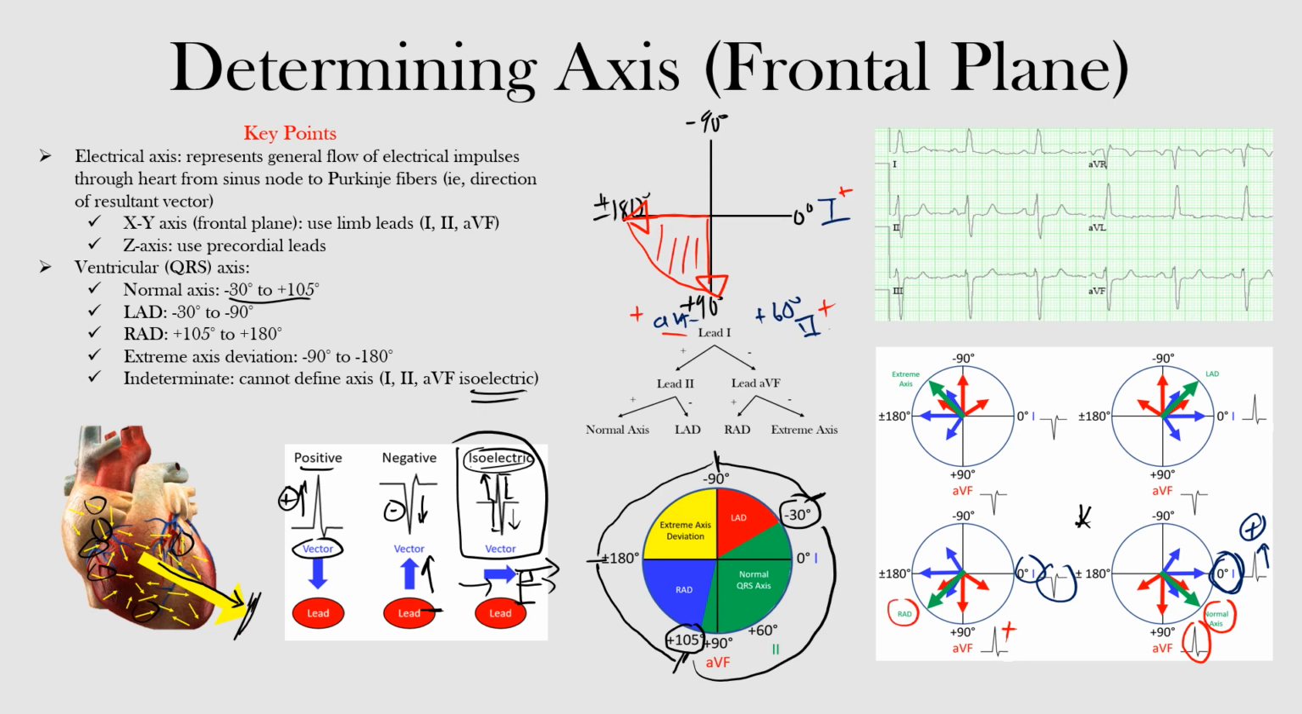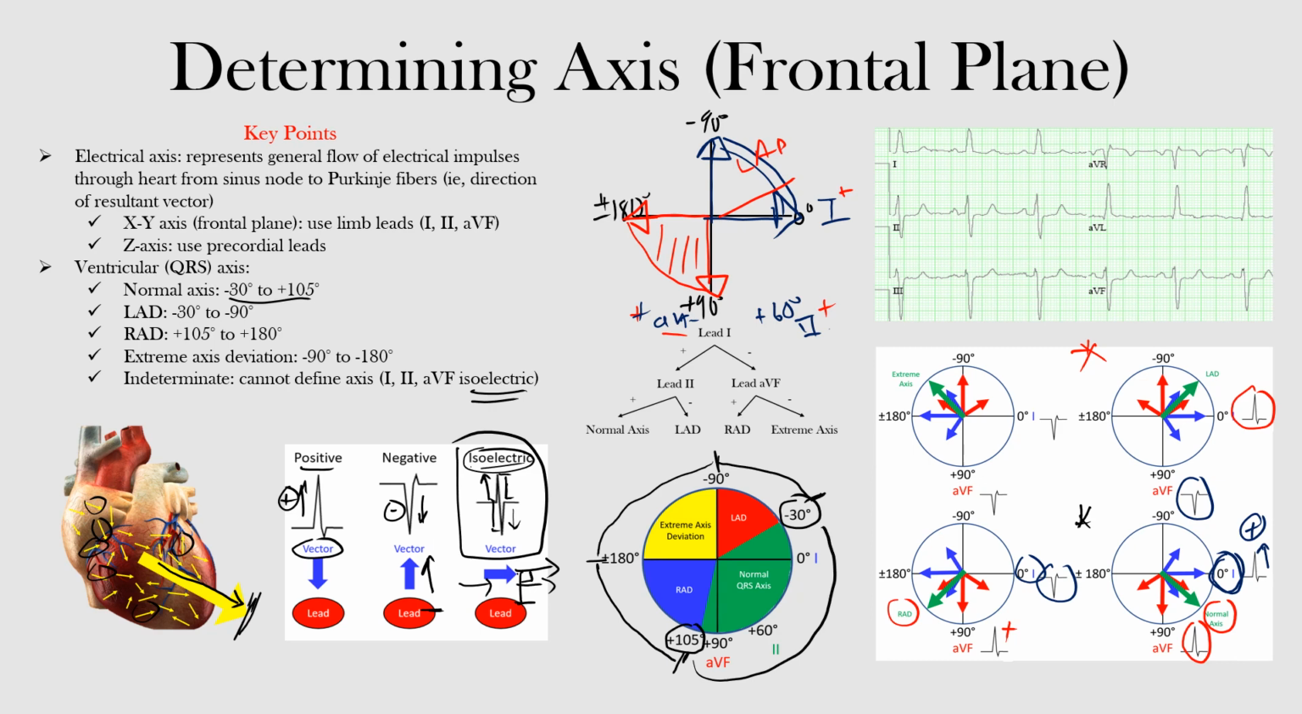Then if we go up to this one right here, we have a positive complex in lead 1, which means we're going to head in this direction. If we look at AVF, this is negative, so going away from the positive end of AVF puts us in this region. Now you may wonder, are we actually in that normal range, or are we in the pathological leftward axis? How do we determine that?